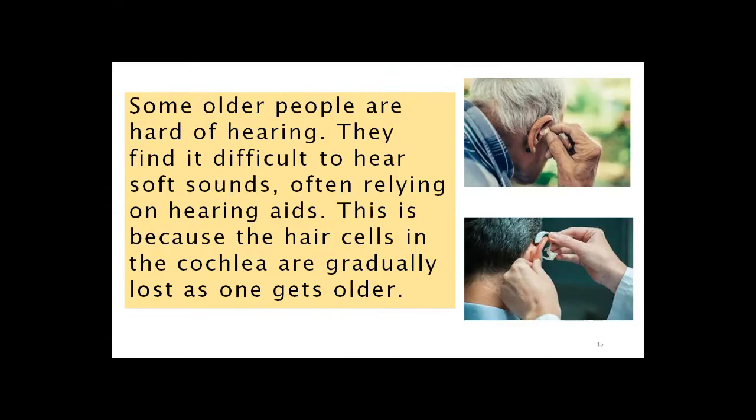Some older people have great difficulty hearing sound because the hair cells in the cochlea are gradually lost as one gets older. So older people are hard of hearing and they use a hearing aid. This is an electronic device that helps us to amplify the sound. Older people use the electronic device to hear the sound. Okay, students.